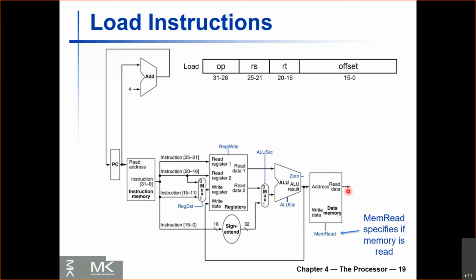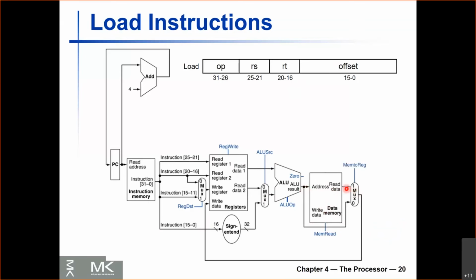Now what we would like to do is take this read data and write it back. And what did we do to write it back last time? Well, for some instructions, we're going to write the output of the ALU. For other instructions, we're going to write the output of the memory. So what we need is a multiplexer that's going to select either the output of the ALU or the output of the memory as the value to be written back.